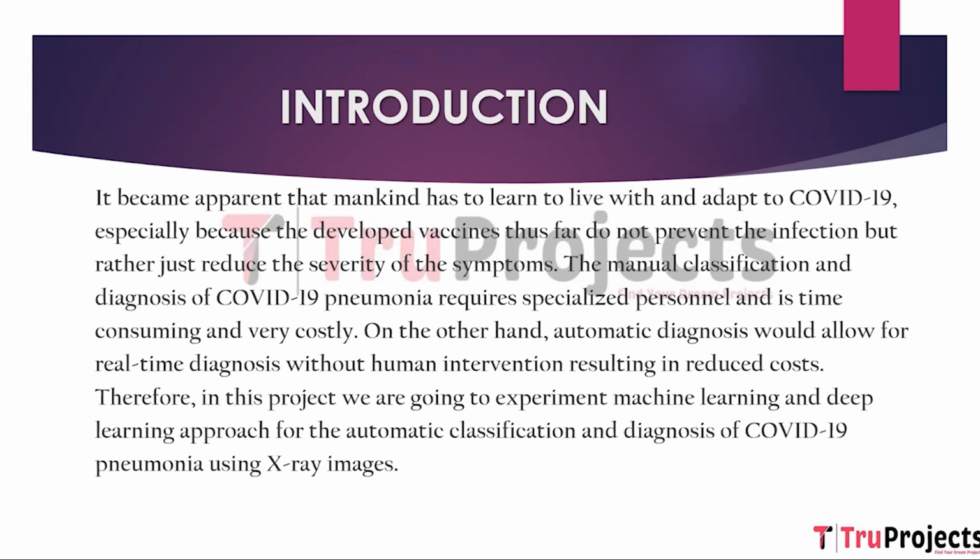Manual classification and diagnosis of COVID-19 and pneumonia is time-consuming and expensive. It requires a skilled person. Automatic diagnosis, on the other hand, would allow for real-time diagnosis without the need for human intervention, resulting in reduced cost. As a result, in this project, we will use X-ray images to test machine learning and deep learning approaches for automatic categorization and diagnosis of COVID-19 pneumonia.